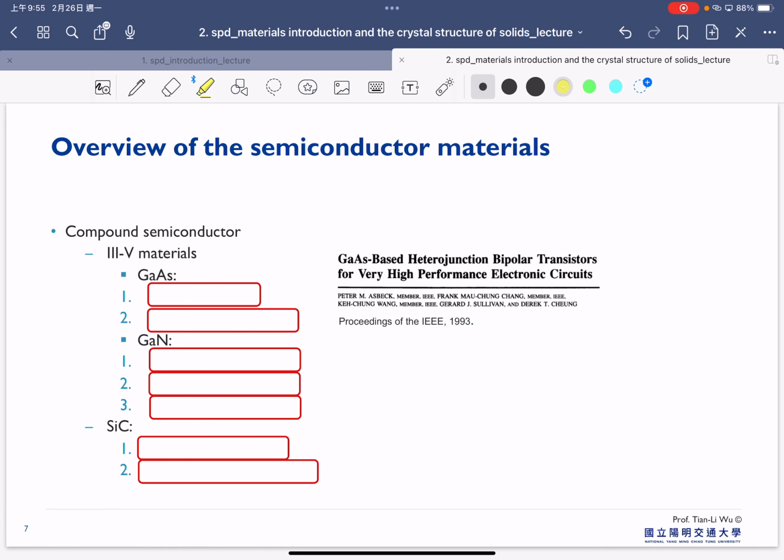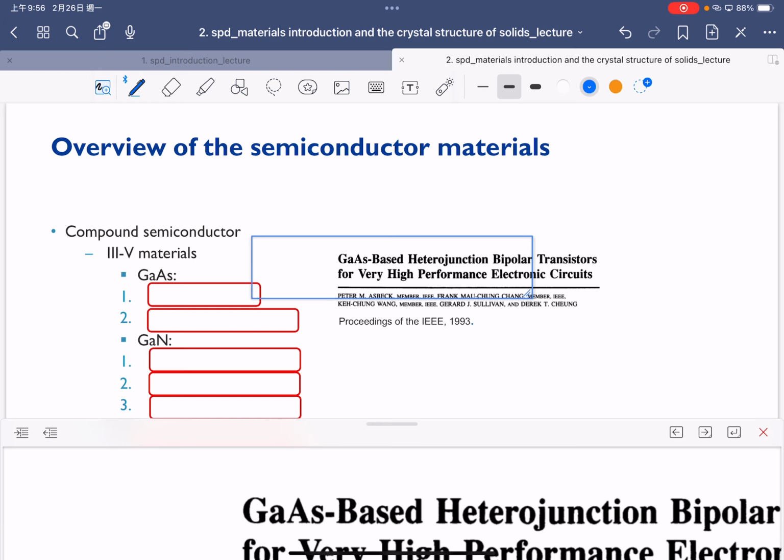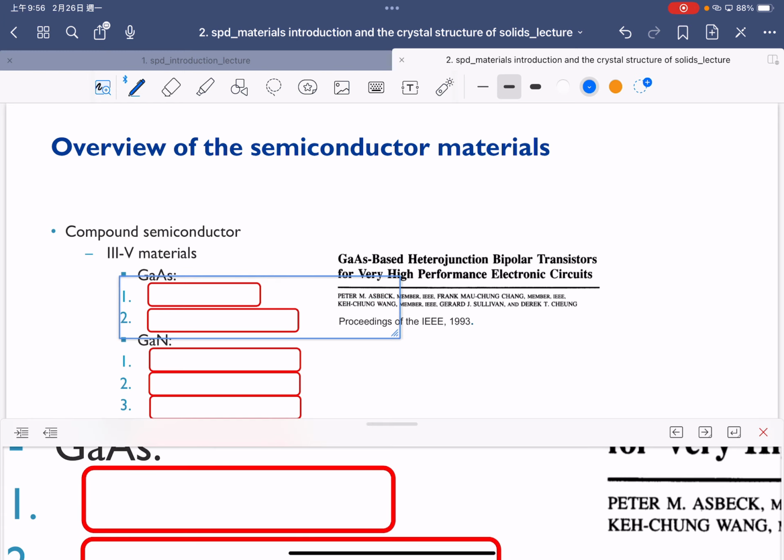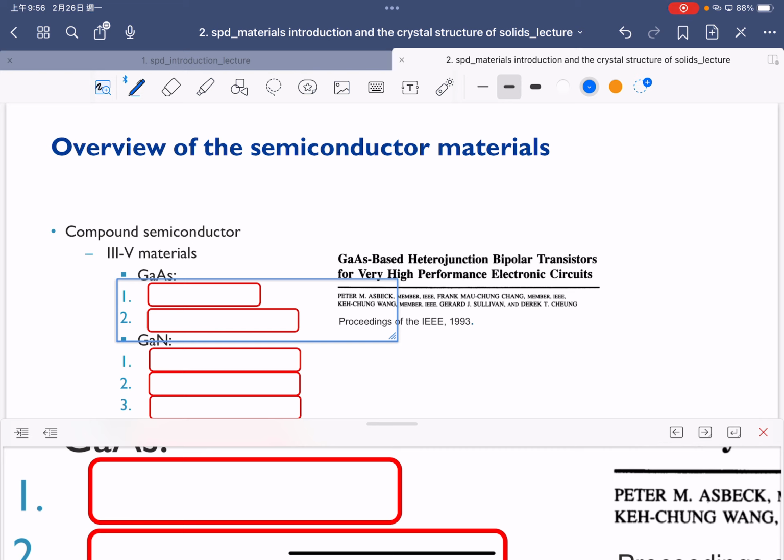And here is another overview for the compound semiconductors related to the 3-5 materials. As I said, there are several very commonly used compound materials. The first one is gallium arsenide. Gallium arsenide has several unique material properties. The first one is a direct band gap, and the second one is a high electron mobility.